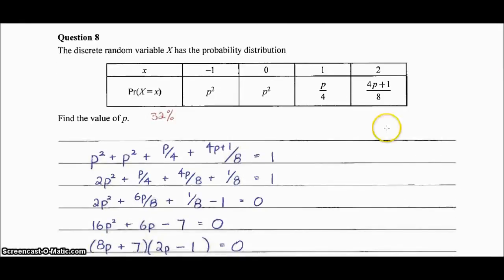Okay, we've got a discrete random variable now. Find the value of p. So we should know enough to know that if we add these four things up, they should equal 1. So p squared plus p on 4 plus 4p plus 1 on 8 is equal to 1. So play around with that.